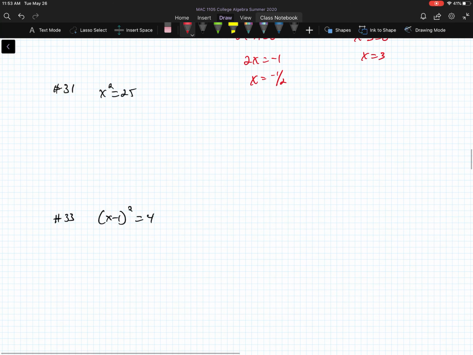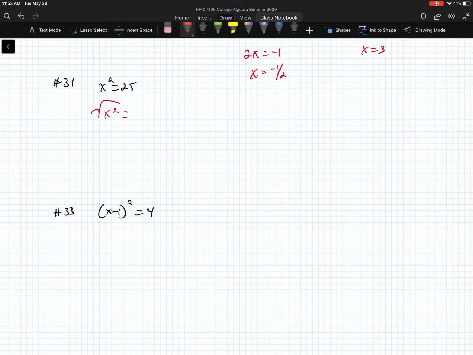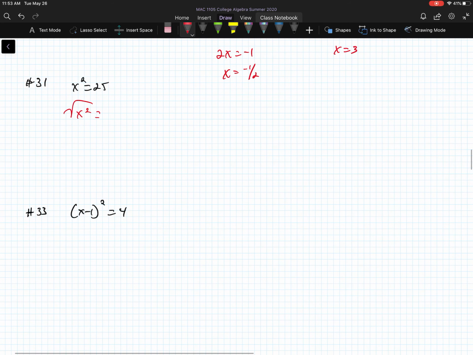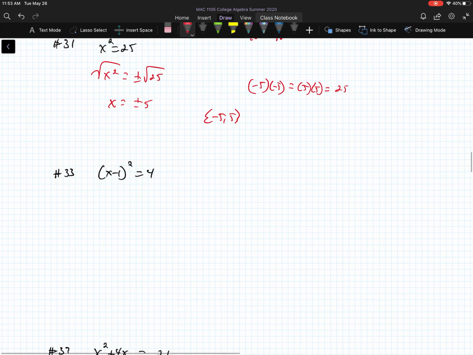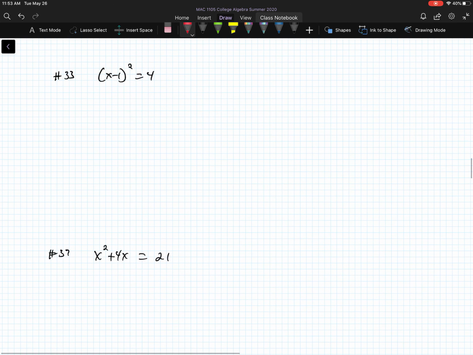For number 31, I used the square root method, so I'm going to take the square root of both sides. So x squared is equal to 25. The square root of x squared is equal to plus or minus the square root of 25. So then x is equal to plus or minus 5. The reason it's plus or minus 5 is because negative 5 times negative 5 is equal to 5 times 5, which is equal to 25. So my solution set is negative 5, 5.